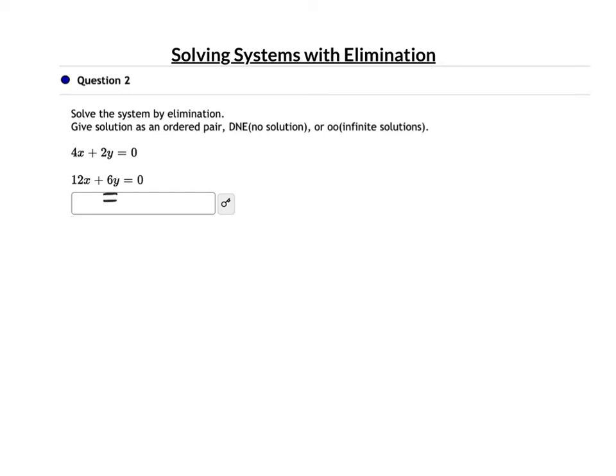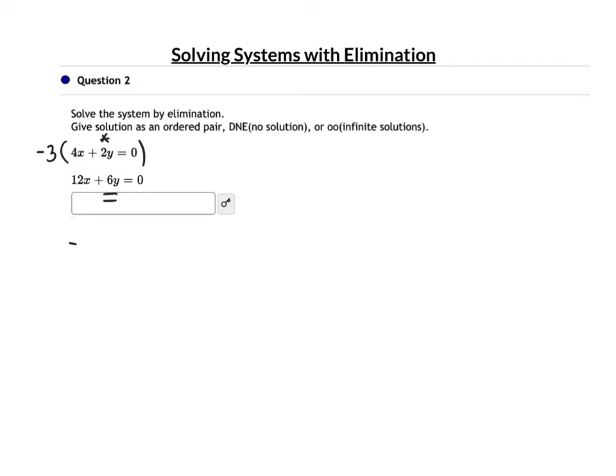Or this one's 6. I'd make the top one here negative 6. I'm making a pair of opposites. And what do I multiply 2 by to make it negative 6? How about negative 3? Either one works. I'm going to stick with this one.